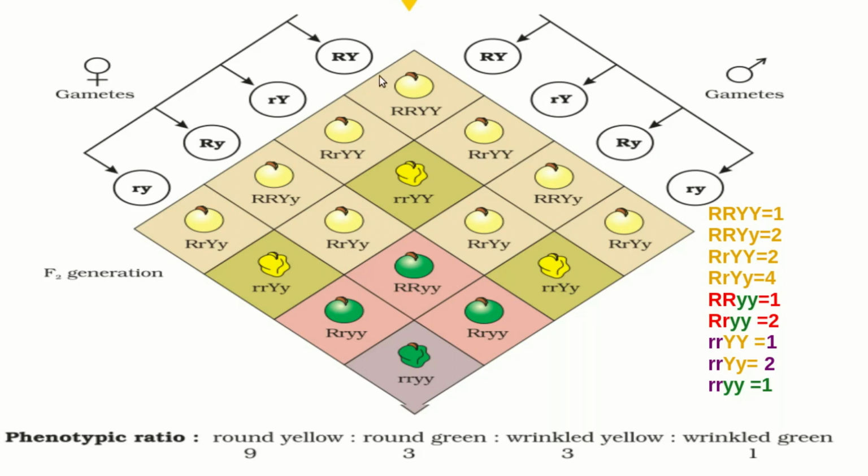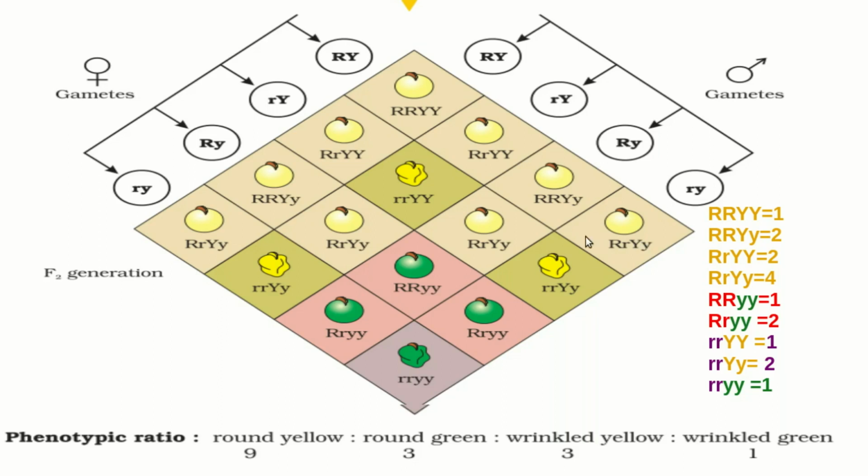In the same way, when the capital R capital Y female gamete is fused with the third male gamete, that is capital R small y, the genotype of the progeny was capital R capital R capital Y small y. And when this gamete fused with the fourth male gamete, that is small r small y, the genotype was capital R small r capital Y small y.